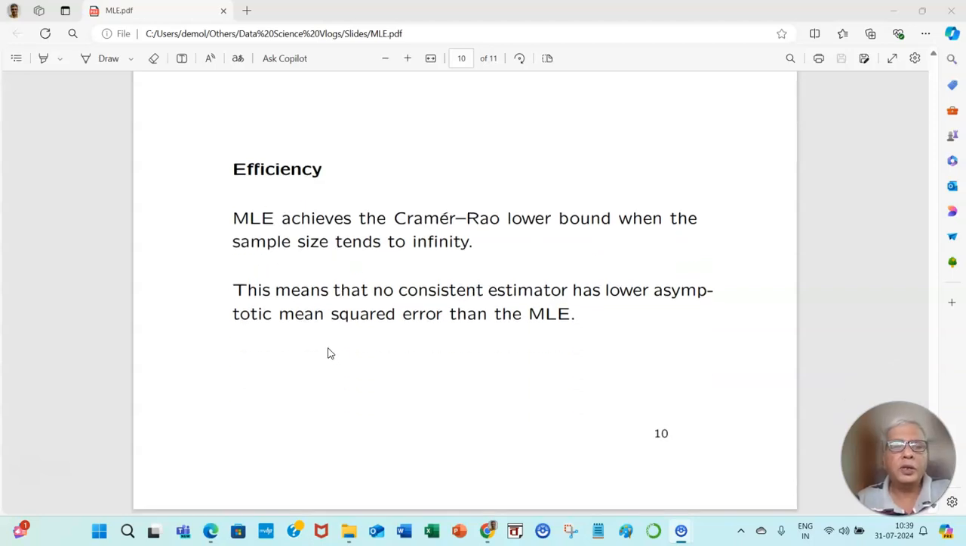Finally, the efficiency. The maximum likelihood estimate achieves the Cramer-Rao lower bound when the sample size tends to infinity. So asymptotically, MLE is a very good estimator. This means that no consistent estimator has lower asymptotic mean squared error than the maximum likelihood estimator. Since we know the Cramer-Rao bound is attainable, MLE is one of the best estimates of parameter theta.